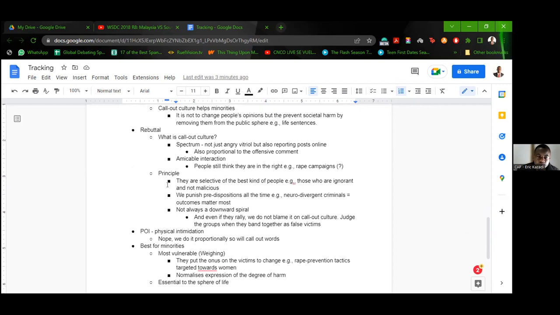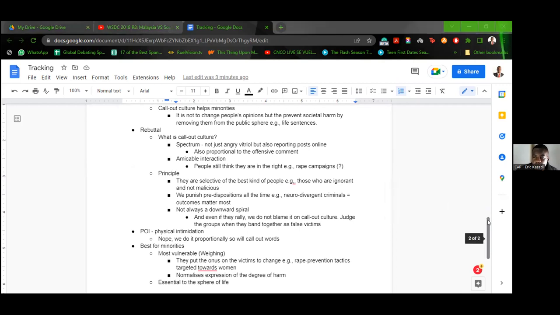And then they also try to set up what is call-out culture, or characterize call-out culture, in a manner that's quite different from what the proposition does, with regards to talking about how this exists across the spectrum. It's not necessarily just the angry sort of vitriol that the P1 problematizes, but that it can exist across the spectrum, such as reporting posts, and why that is also largely important for individuals.